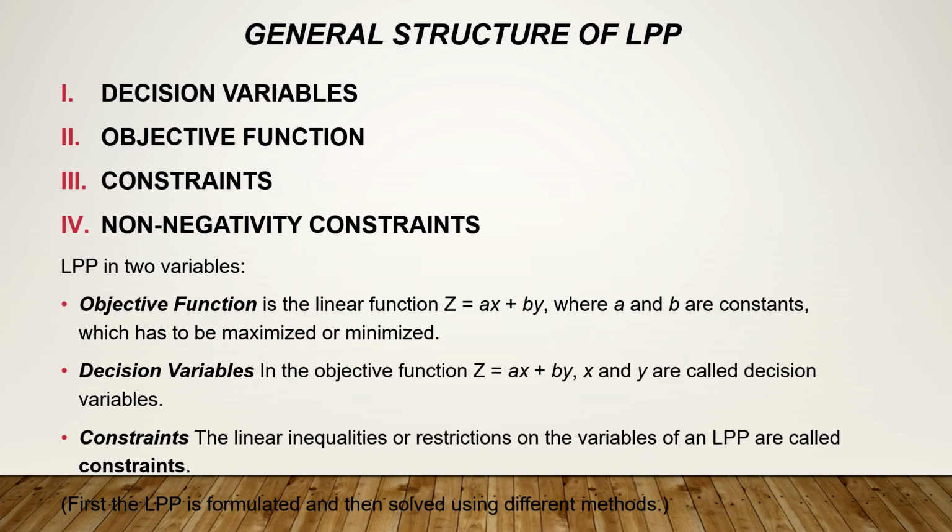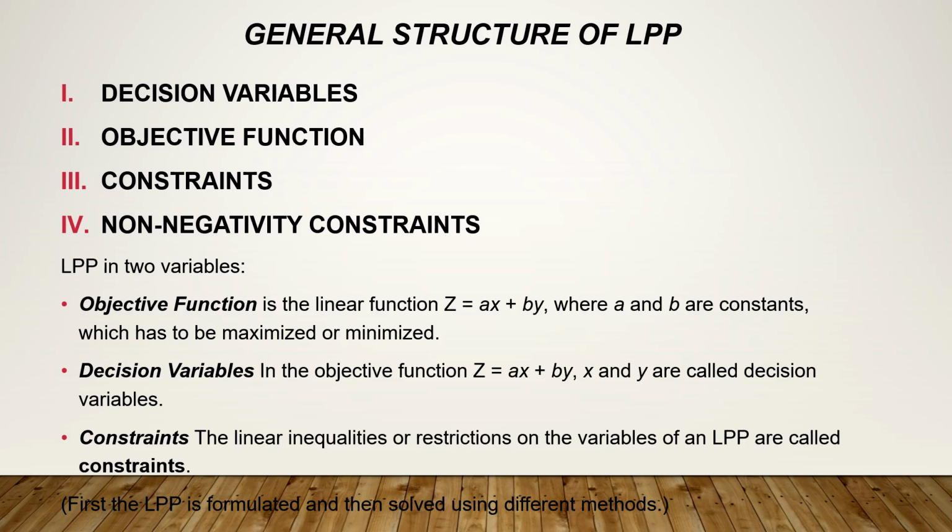Now, the general structure of a linear programming problem, called LPP, has four major parts. First is the decision variables, then the objective function, constraints, and the non-negativity constraint. So what is the objective function? It is a linear function denoted generally by capital Z. And suppose you have just two decision variables, it will be of the form ax plus by, where a and b are constants. And this objective function needs to be maximized or minimized.